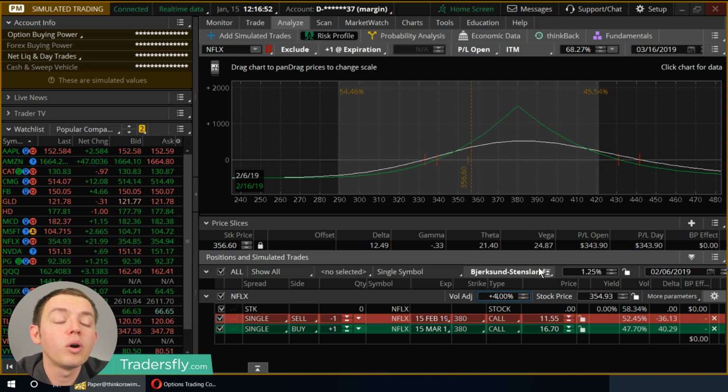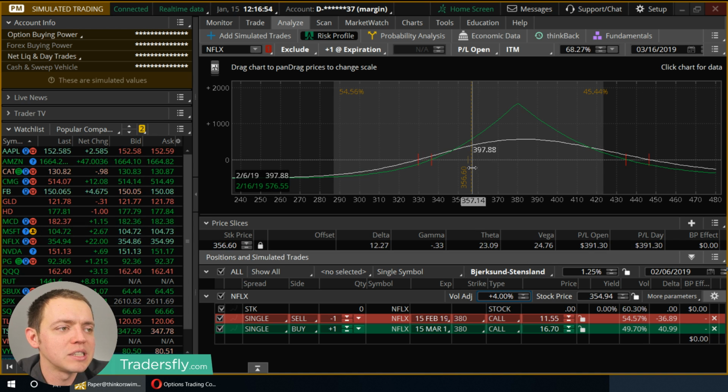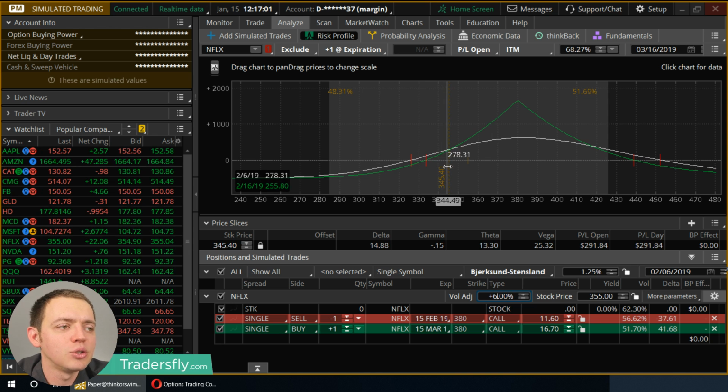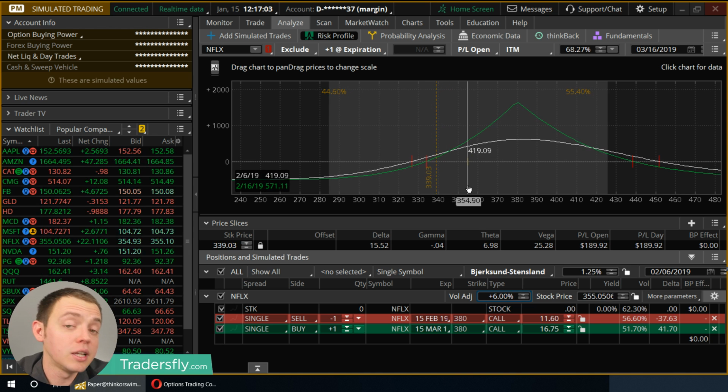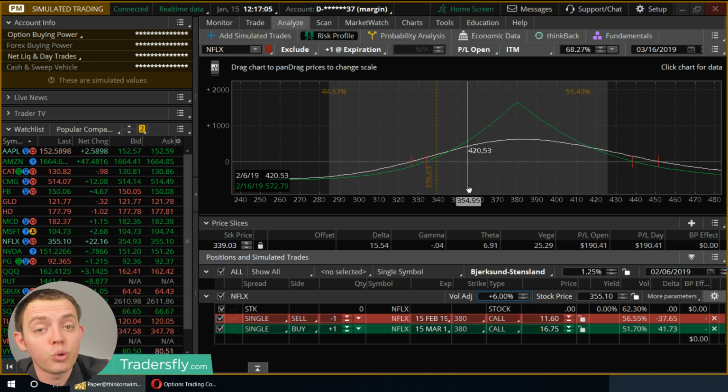Let's say it goes up 4 points. Okay, again, it keeps expanding. So you can see that it cushions you on the downside. It cushions you as you keep moving lower, because volatility will continue to rise as prices go down.